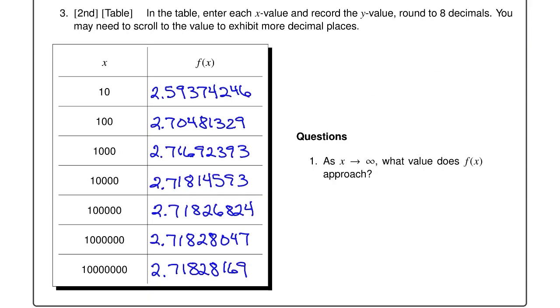All right, so hopefully you had a chance to do the exploration and you come up with these numbers or something thereabout. The decimals were pretty important because, as you can see, it's sort of settling in on a value. That's about 2.718. So the question is, as x approaches infinity, what value does f of x approach? And the answer to this is e.